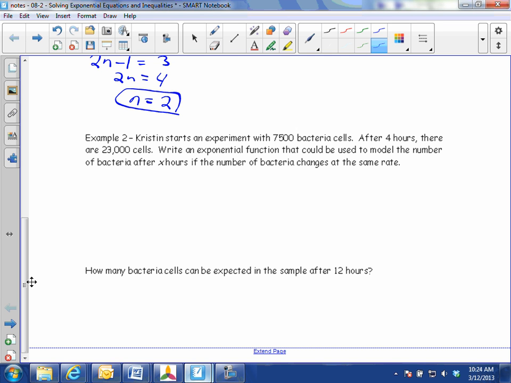I'm going to give you a new little formula to plug in. What a coincidence, we're learning about bacteria in science. Okay, so our new formula is y equals a times b to the x.